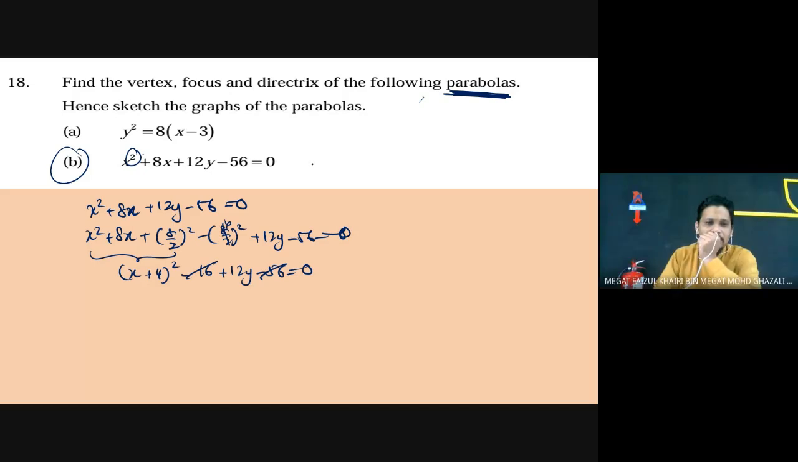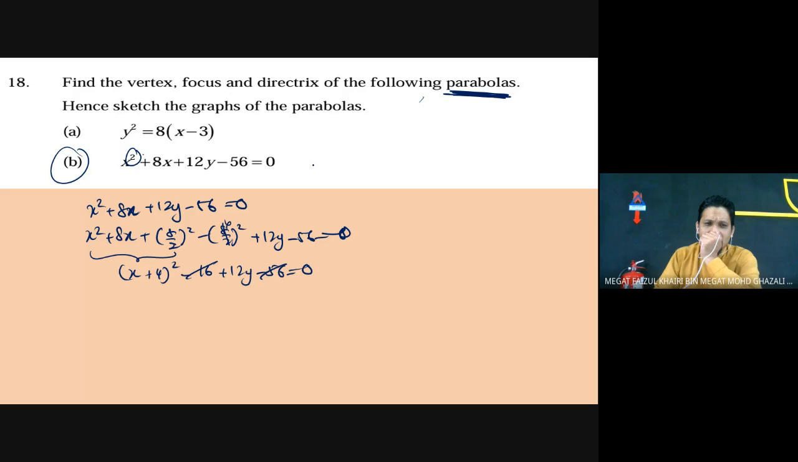Negative 40. Negative 16 minus 56 cannot be negative 14. Negative 72. Good. So (x plus 4) squared plus 12y minus 72 equal to 0.